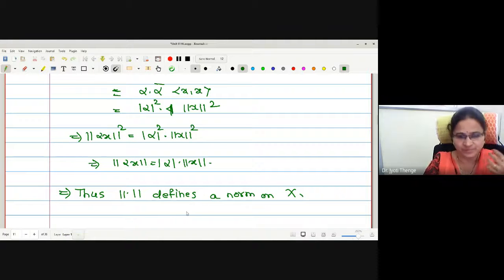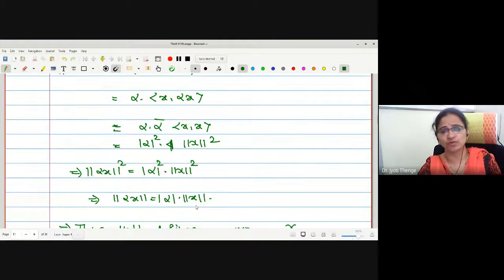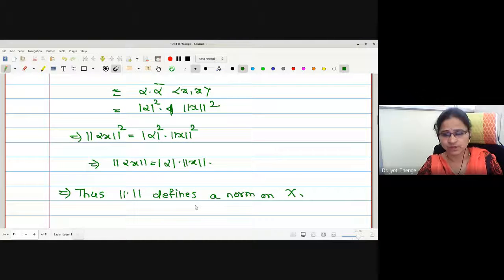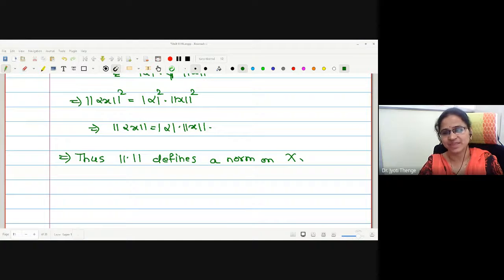We will stop for today. Actually, I wanted to go for the parallelogram law. Just recall the parallelogram law we have studied at school level. We will try to verify that parallelogram law in the next lecture. Okay. Let me stop for today.